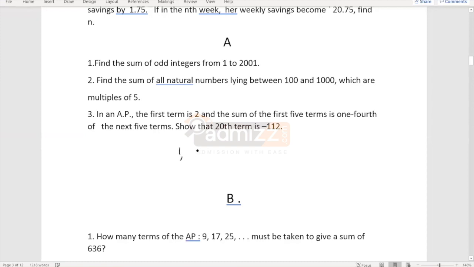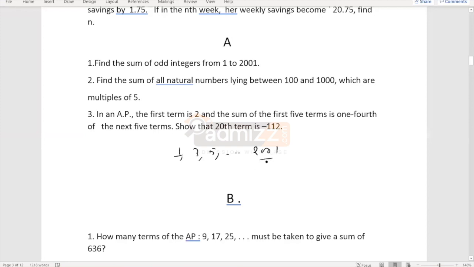So starting from 1, take the odd integers 1, 3, 5 in this way up to 2001. First term is given, last term is given. But what is not given? What is the position of this term? This term is 2001 plus? No, this is not 2001 plus.